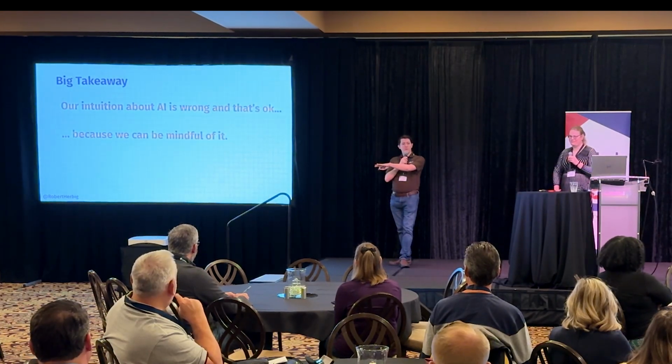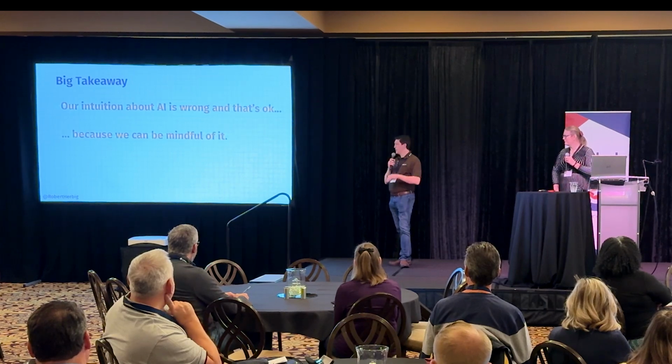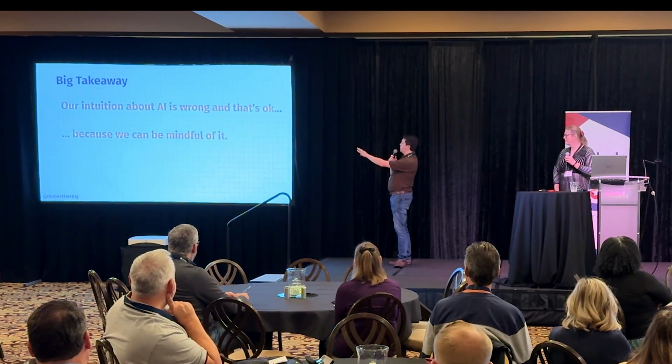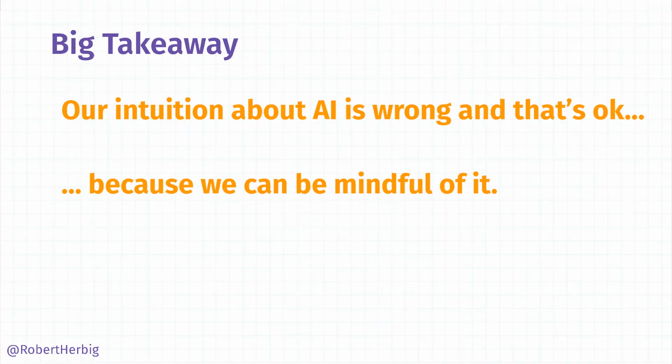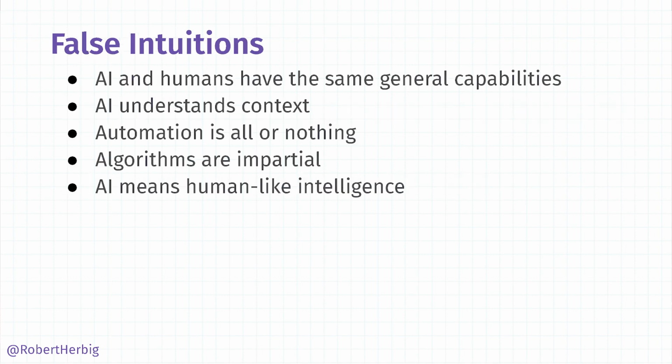So we're going to give it away up front. We'll have 2 feet. Go ahead and head out the door. No, please don't. Our big takeaway: our intuition about AI is wrong, and that's okay because we can be mindful of it. What we'll do through the rest of the talk is look at the false intuitions. These are the common false starts that we have encountered with dozens, hundreds of customers over the last 10 years. Number 1, AI and humans have the same general capabilities. AI understands context. Automation is all or nothing. Algorithms are impartial. And AI means human-like intelligence.